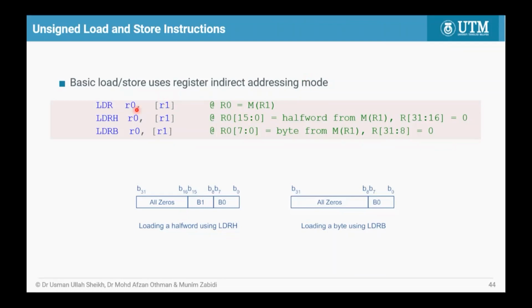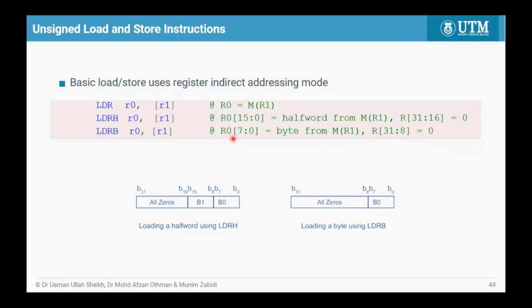For LDRH, since this involves half word 16-bit data, you will go to the location pointed to by R1 and take only the lower half word, which is from bit 0 to 15, and put it into R0. So this is what happens.